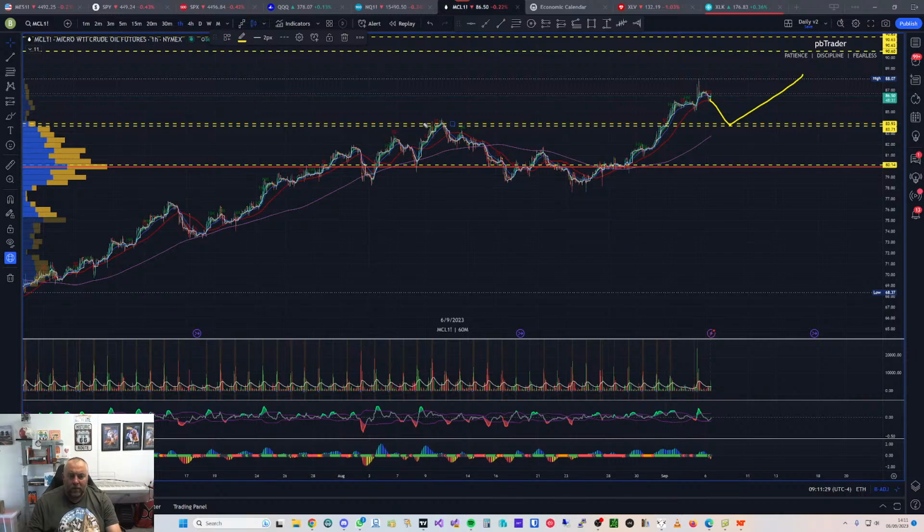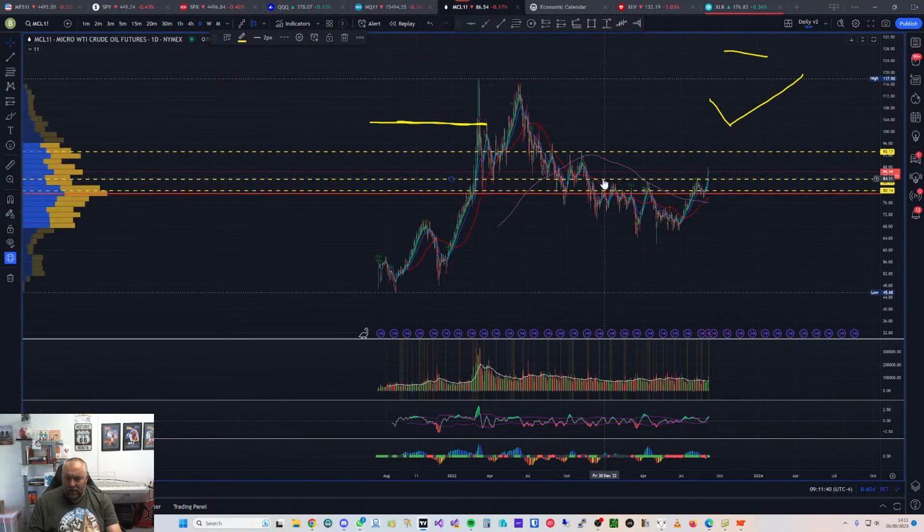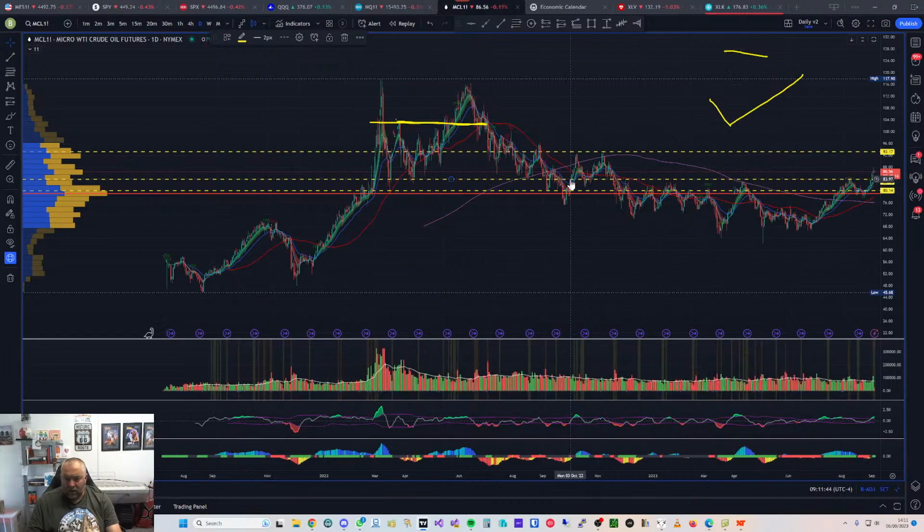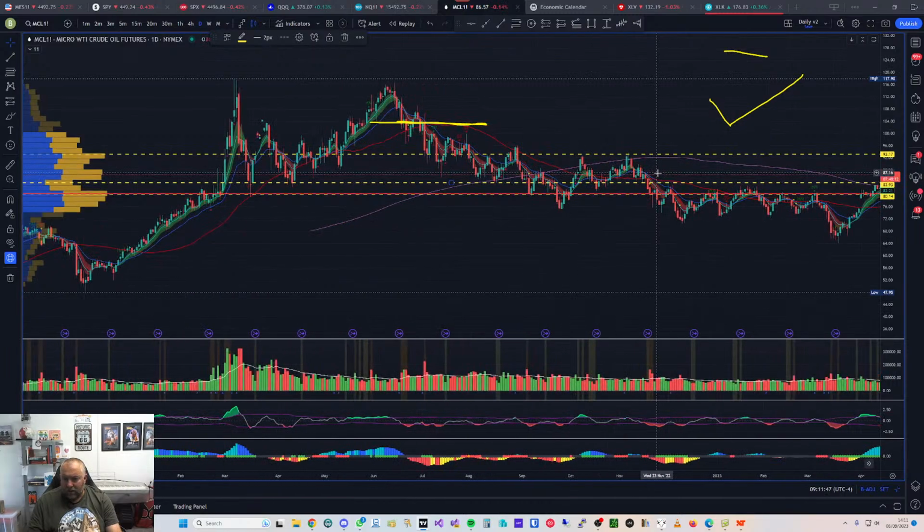bounce, and that will be coming off of this area. As for rejections, we've got 90.60, and that's probably from the daily. Let's go back. Yeah, so it goes back quite a way. $90.60. I'm not sure where it's coming from. That's the tops of these candles here. $90, so 89, so there.